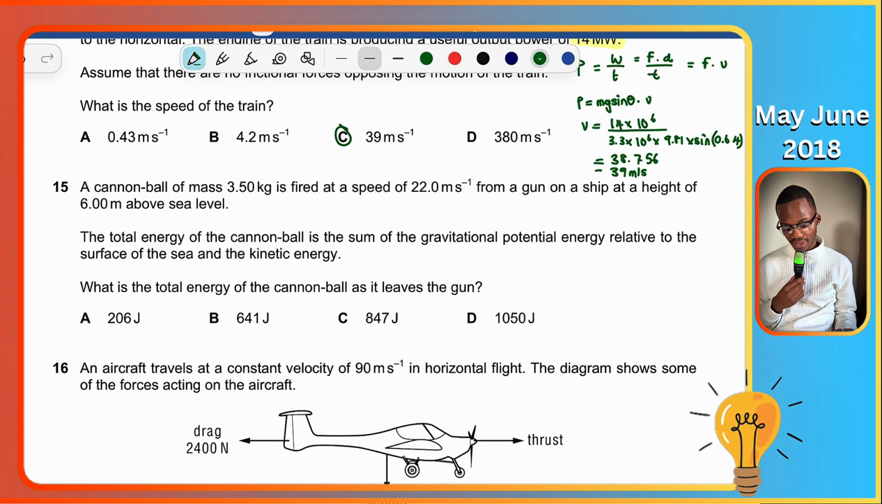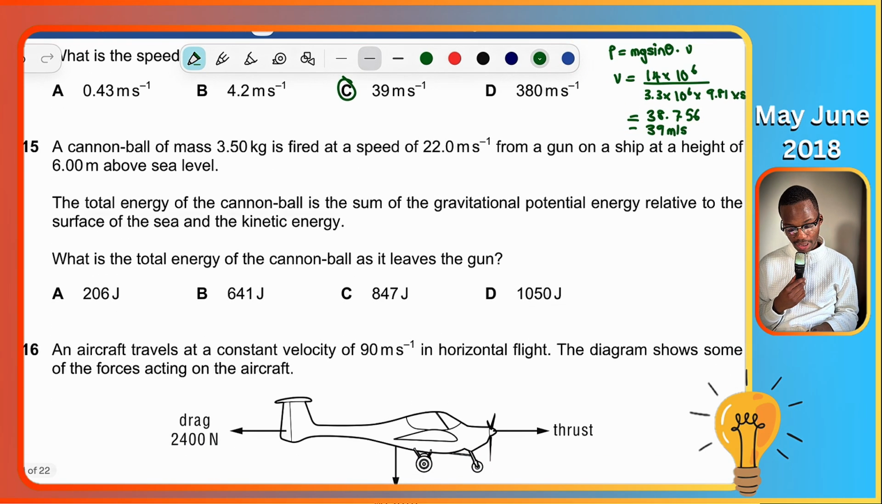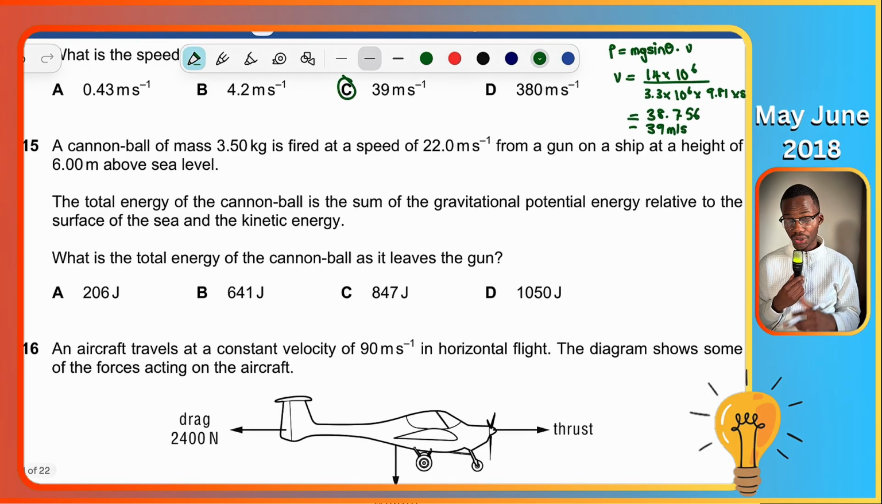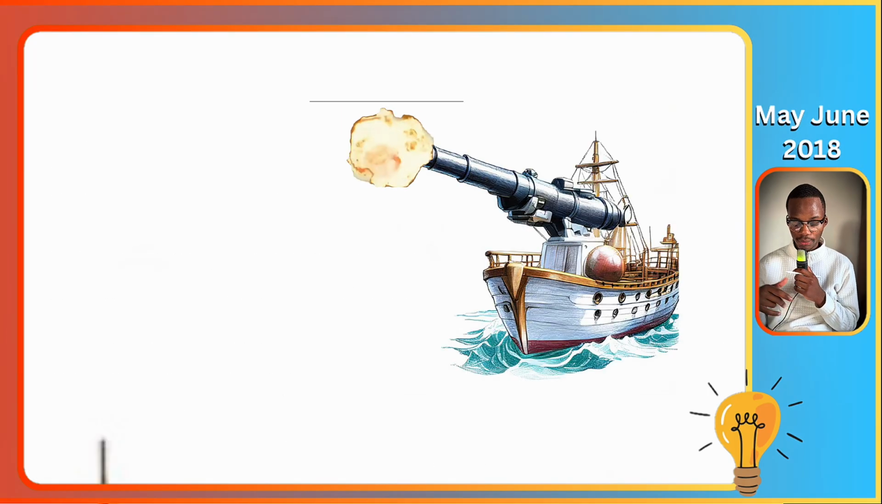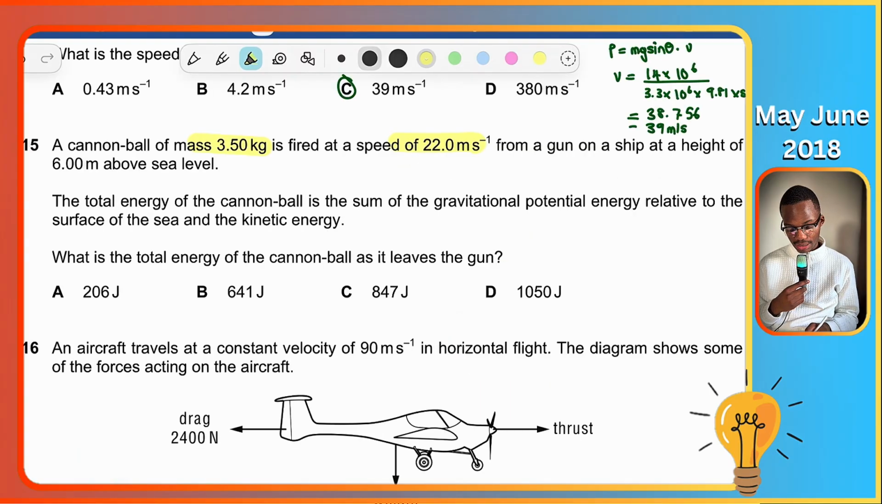Question 15. We're given a cannonball of mass 3.50 kilograms, which is fired at a speed of 22 meters per second from a gun on a ship at a height of 6 meters. The total energy is the sum of gravitational potential and kinetic energy. What is the total energy?